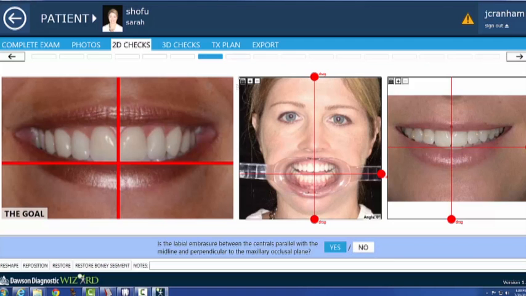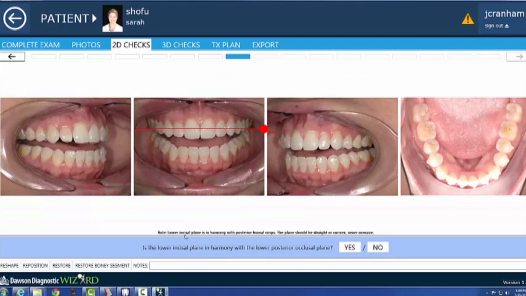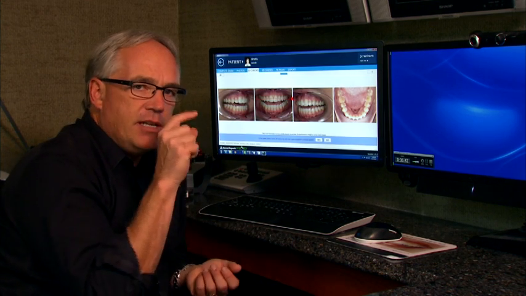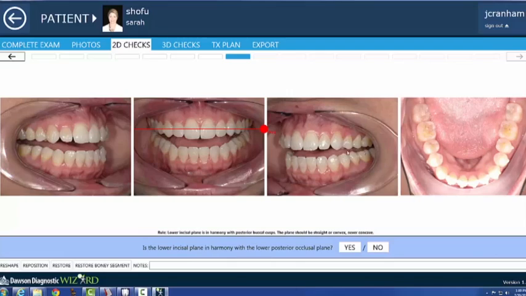Let's look at the next one, and with the next one we're really looking at the lower incisal plane in relationship to the lower posterior occlusal plane. And the reason that we take these three pictures where the teeth are slightly apart is that we can really see, particularly on the left side and the right side, the lateral shots, where the incisal edges are in relationship to those buccal cusp tips. We also have a tool that we can put on the tips of the canines and on the incisal edges, just to see if everything is level.